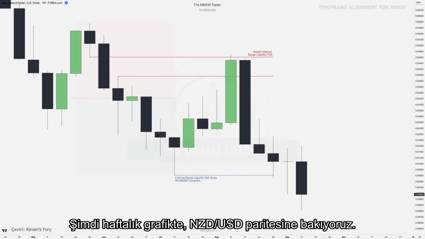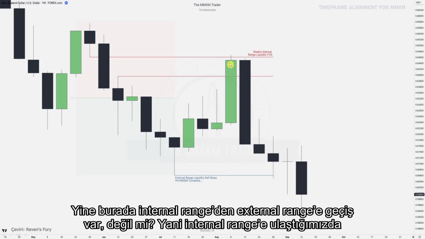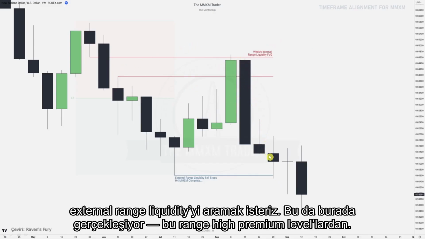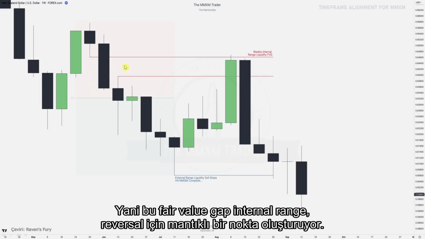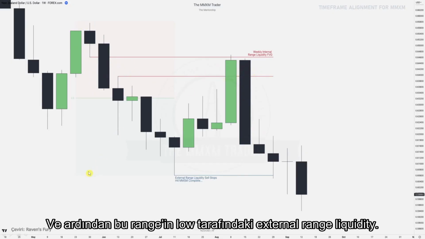Now on a weekly chart, New Zealand dollar versus the US dollar, again we've got this time internal range into external range, right? So once we hit that internal range, we want to go and seek external range liquidity. That happens over here from this range high premium levels, right? So this fair value gap internal range makes sense to be a good point where we can reverse from, and then external range liquidity on the low side of this range.